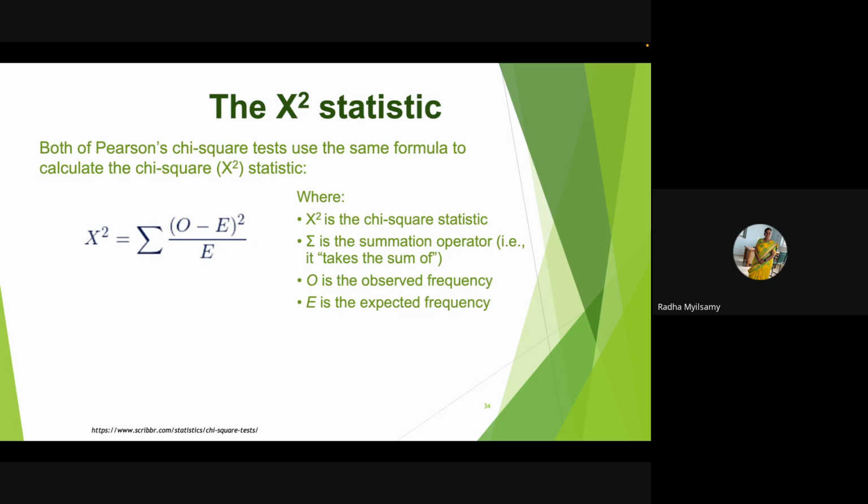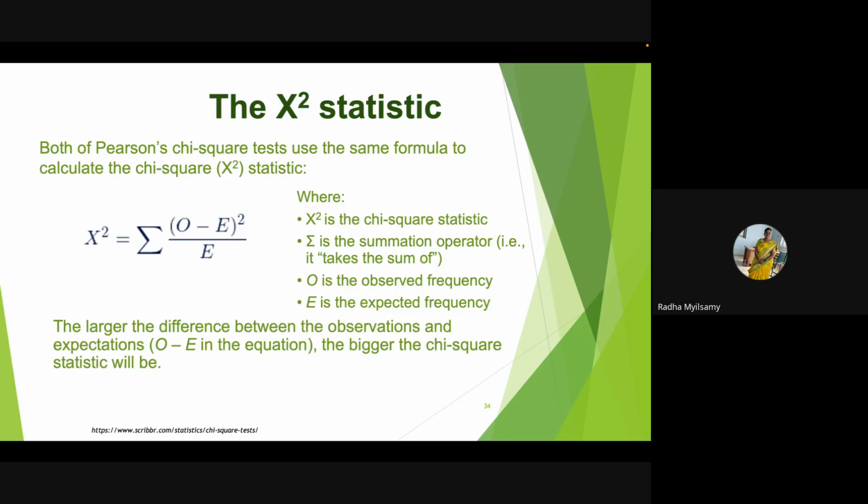Formula or test statistic used to test the chi-square value. Simply, chi-squared is equal to the summation of observed value minus expected value, the whole squared, divided by expected value. That is, summation of (O minus E) the whole squared by E. Summation is over all the values, O is the observed and E is the expected frequency.